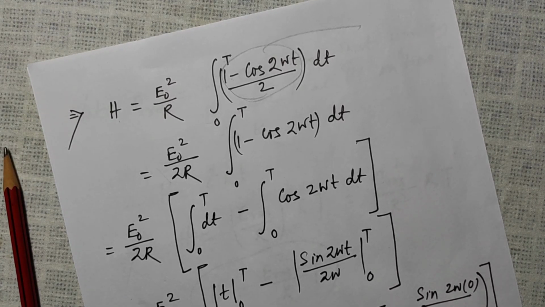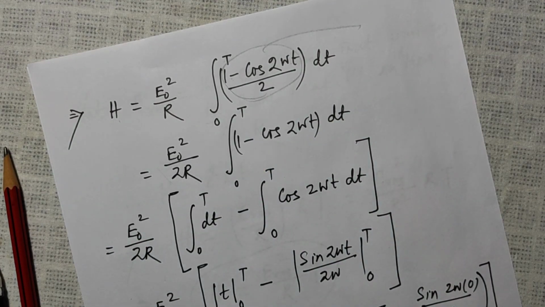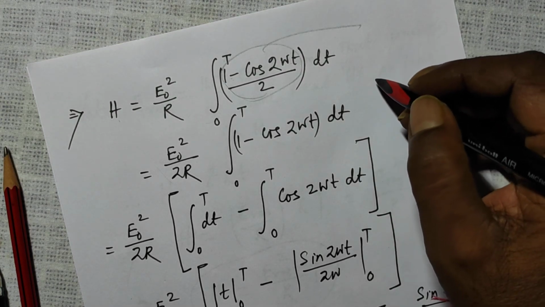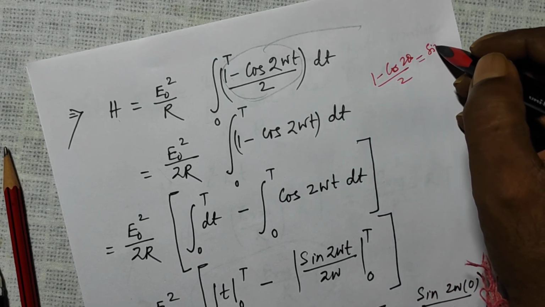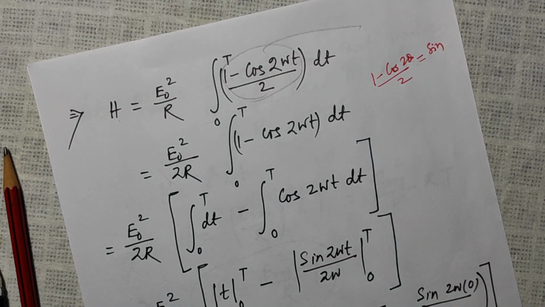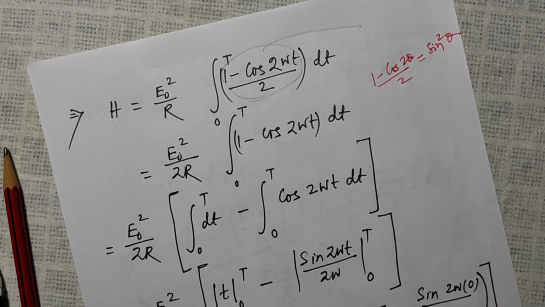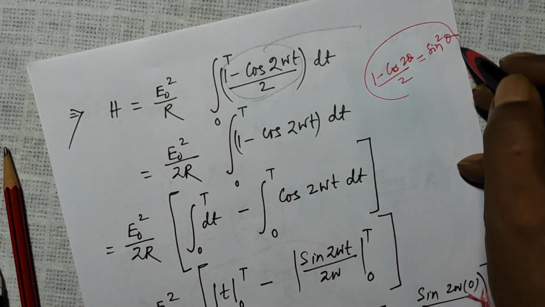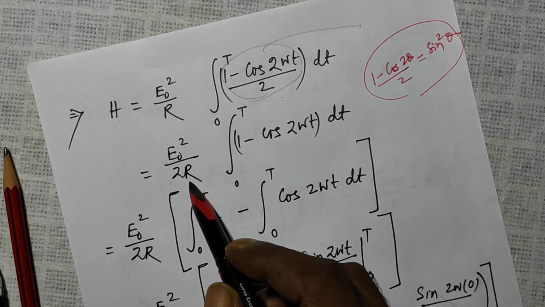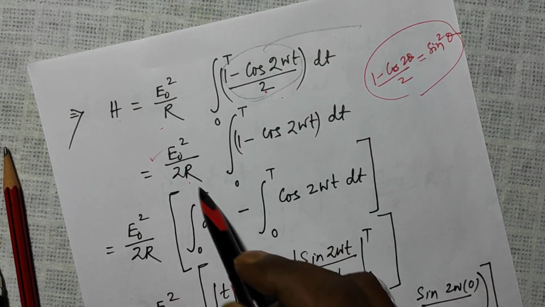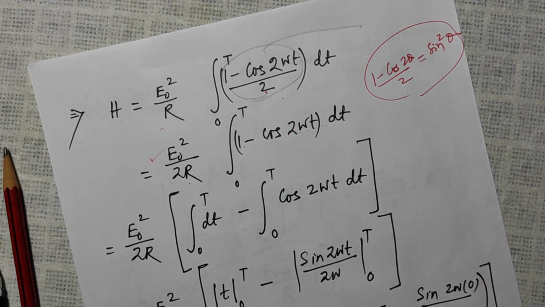This is the same thing as one expression in trigonometry: 1 minus cos 2 theta over 2 is equal to sine square theta. That is the trigonometric expression I have used here. Now, E naught square over 2R, this 2 in the denominator is a constant taken out. So integration from 0 to T, 1 minus cos 2 omega t dt.